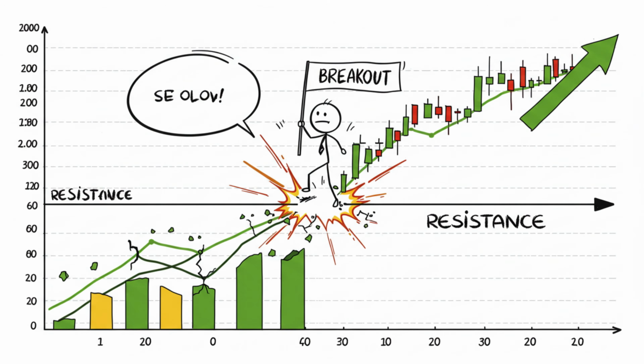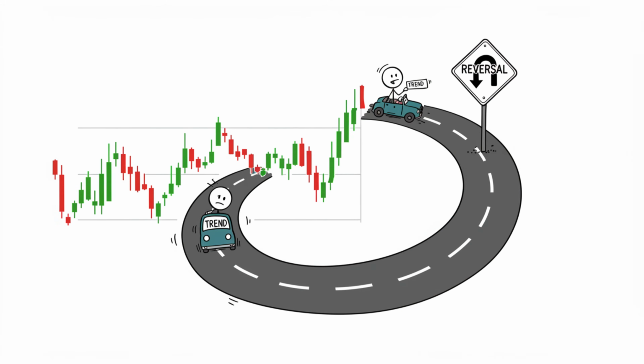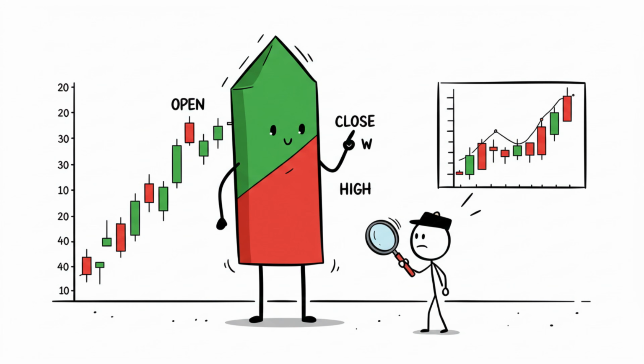Breakout. When price moves above resistance or below support, potentially starting a new trend. Reversal. A change in the direction of a prevailing trend, signaling a possible new market phase. Candlestick. A charting style that shows price movement using a candle with open, close, high, and low prices.